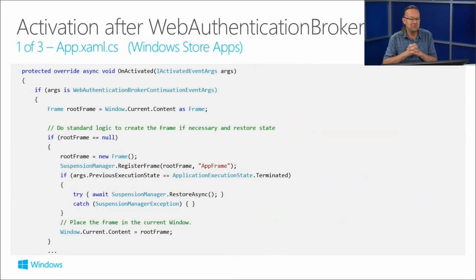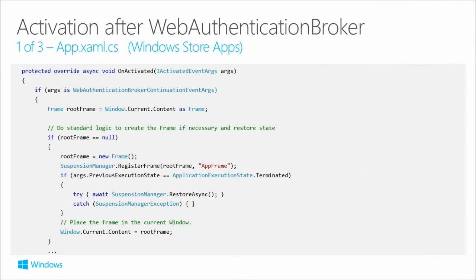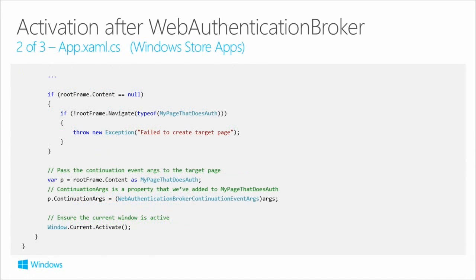In the OnActivated method in your App.xaml.cs, you'll be looking at the args that have come in and say, is this a WebAuthenticationBrokerContinuationEventArgs? If it is, then first of all, we've got that standard logic, which is all the rest of this page, standard stuff that you tend to have on all of these activated events. This is where it gets interesting. You then redirect at the bottom. You navigate to the type of my page where you made the call.